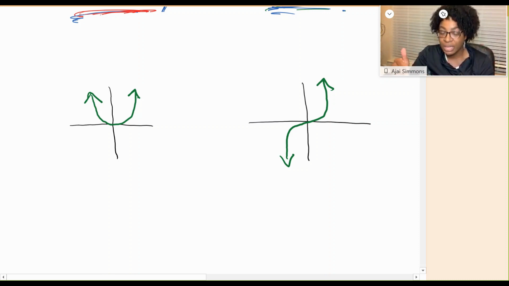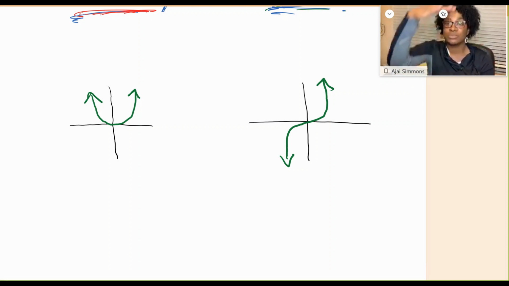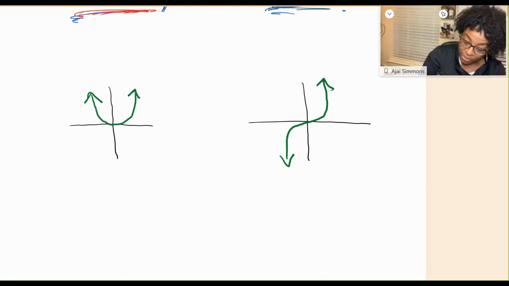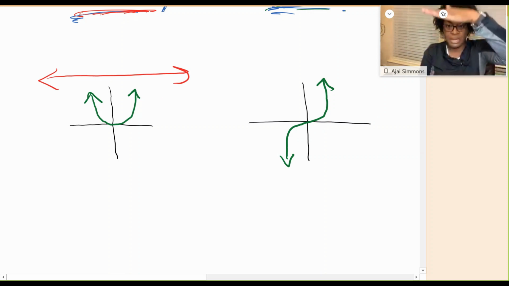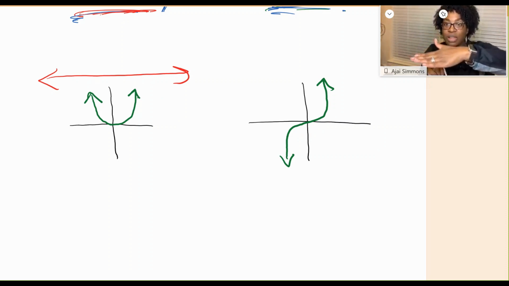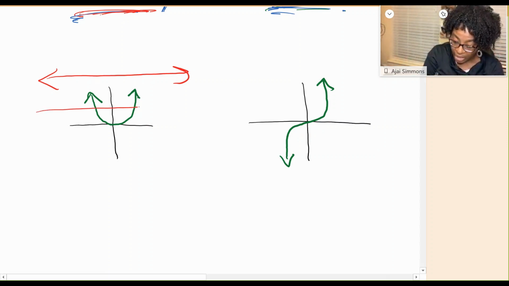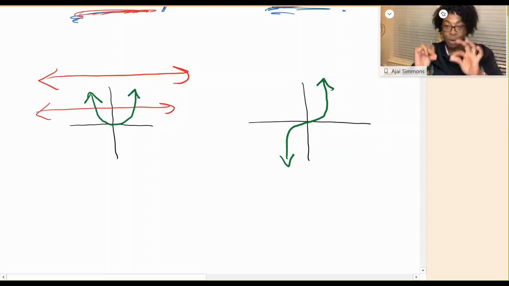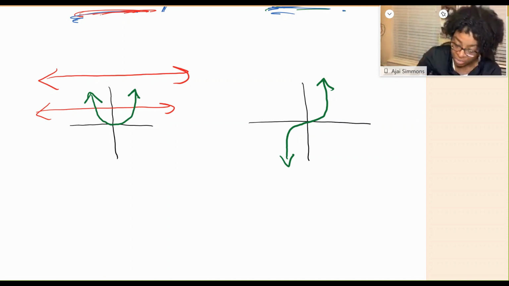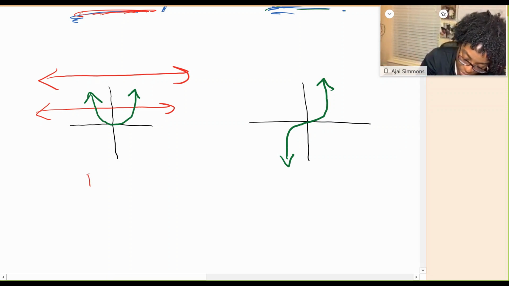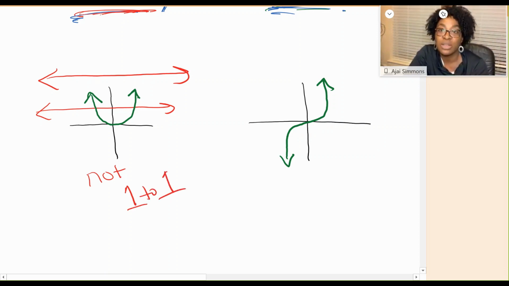But to tell whether it is a 1-to-1 function, you have to do a horizontal line test. So if I did a horizontal line test, that means I'm taking a horizontal line, let's say this is my horizontal line, and I'm going up and down this graph. If this graph crosses in more than one place on that horizontal line, then it's not 1-to-1. So right here, obviously, if I took that red line and I went up and down, it's going to touch in two places almost everywhere, except for the vertex. So this one is not 1-to-1 because it doesn't pass the horizontal line test.